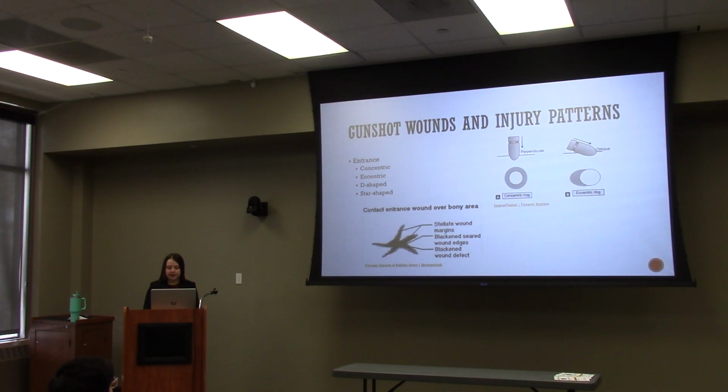And if the bullet enters at any other angle, it is called eccentric, meaning the ring is thicker on one side compared to the other, which is the other picture up there.